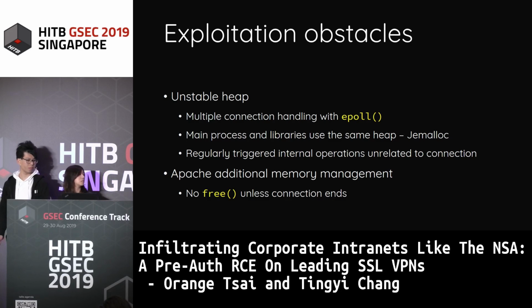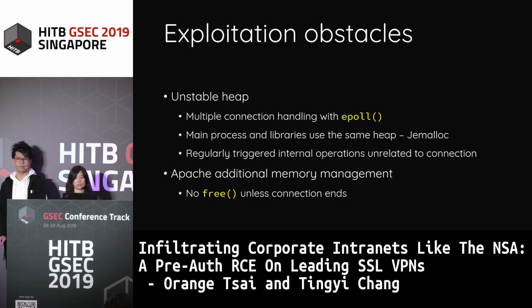We face something destabilizing. First of all, the web daemon handles connections with epoll, so it's a single-thread process. And the main process and libraries use the same heap. It means that all the memory allocation of all the operations in all the connections are on the same heap. So the heap is really unstable. Moreover, there are some operations regularly triggered. They interfere with the heap arrangement and are uncontrollable. Therefore, we cannot arrange the heap allocation carefully. That would just make a mess.